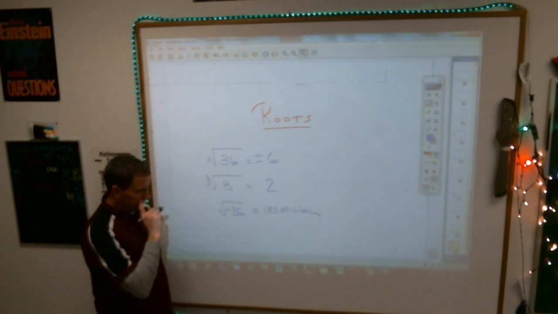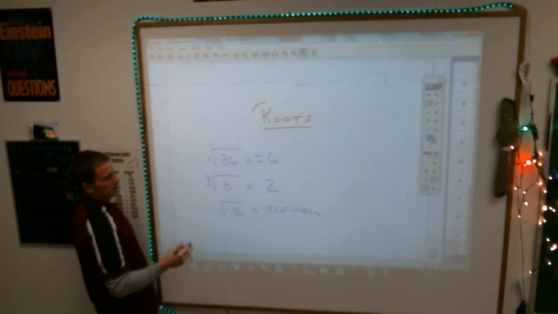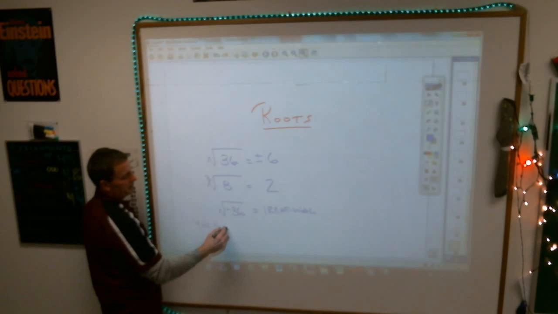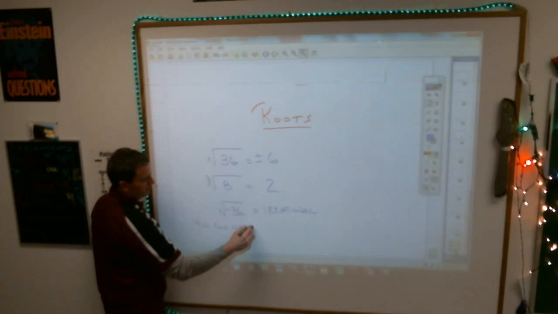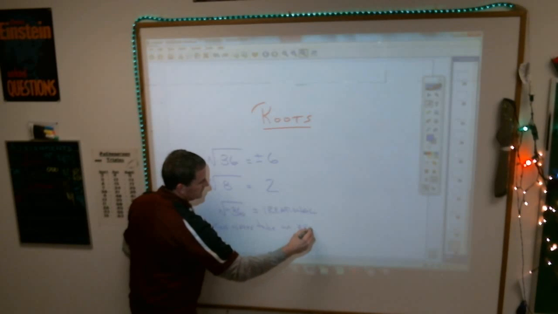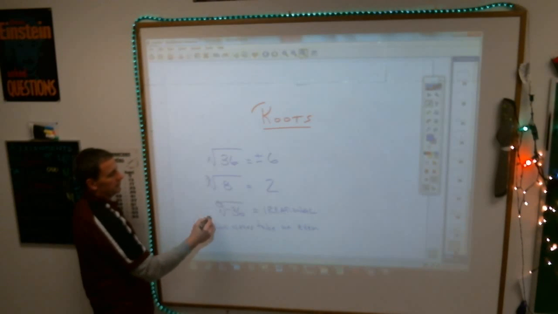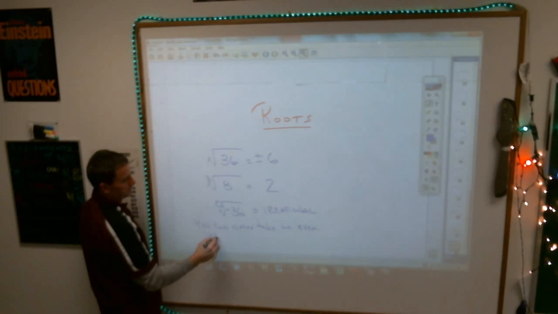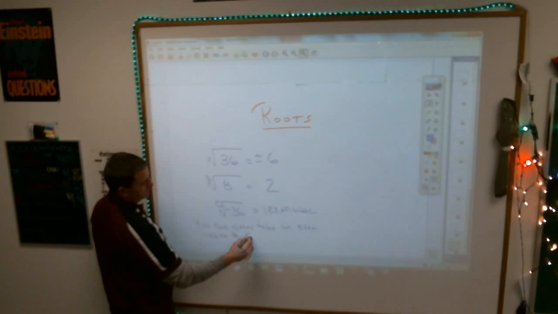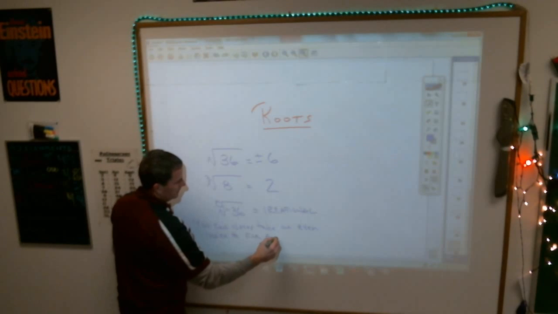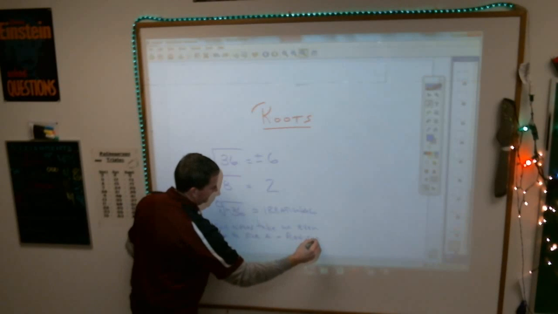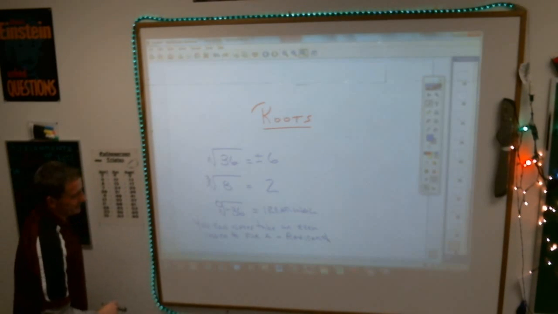So the deal is this. Based on this here, this is what your thought should be: you can never take an even index number for a negative radicand. Does that make any sense to you?